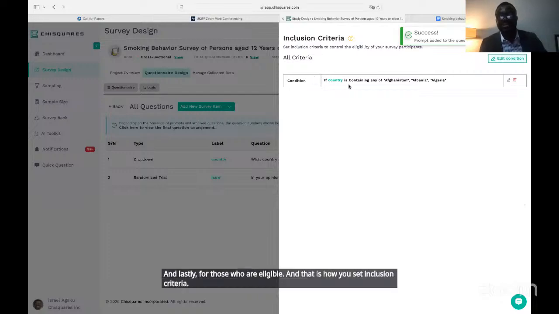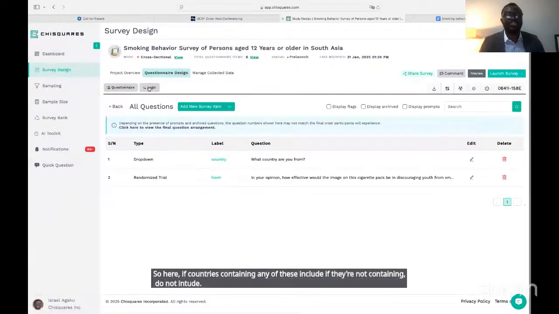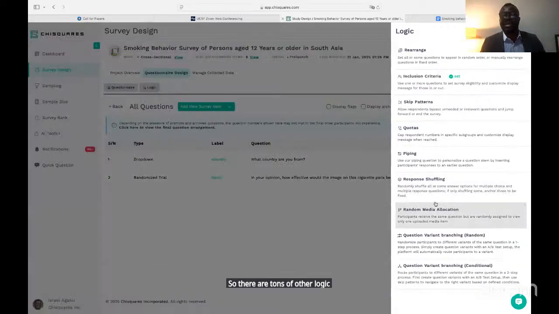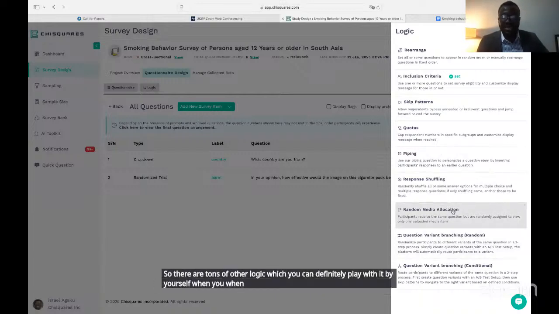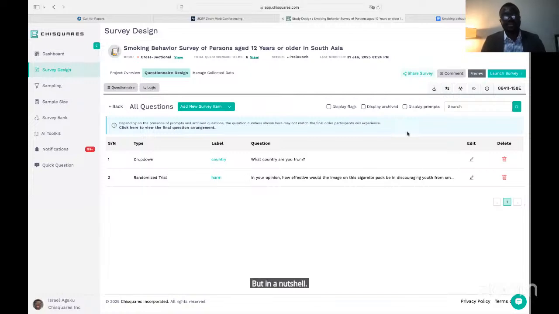So here, if countries containing any of these, include. If they're not containing, do not include. So there are tons of other logic which you can definitely play with by yourself when you are trying to practice, and that will really solidify how to set up surveys, both simple and complex. But in a nutshell, that's how you set up surveys.